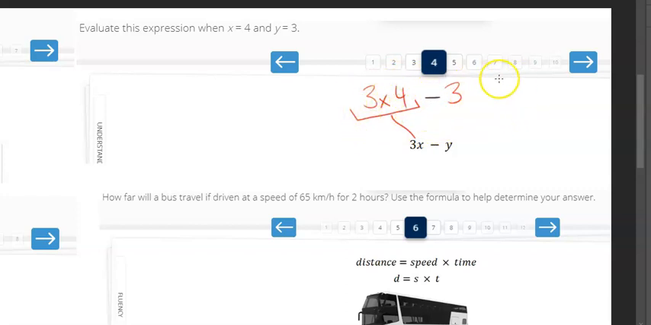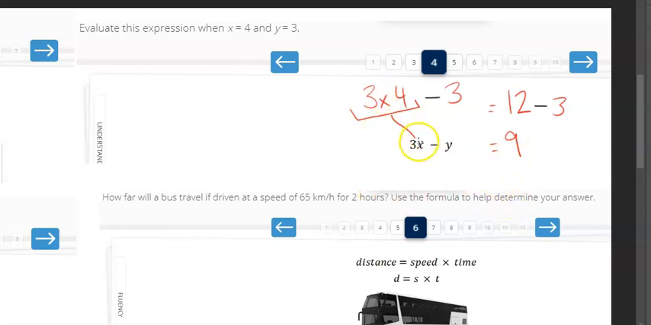Multiplication must be done first. So 3 times 4 is 12. And so we have 12 minus that 3, that's a tag along there. And this will be 12 minus 3 is equal to 9. So our final answer is 9, okay?